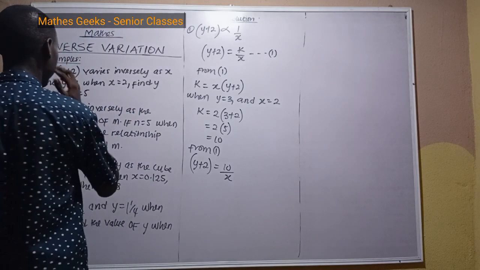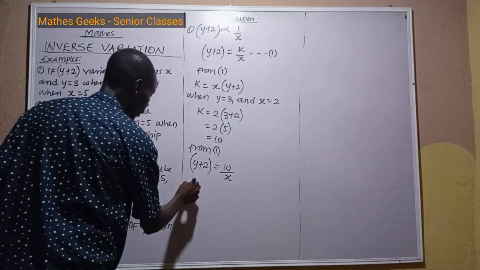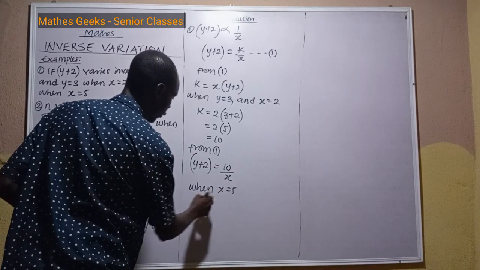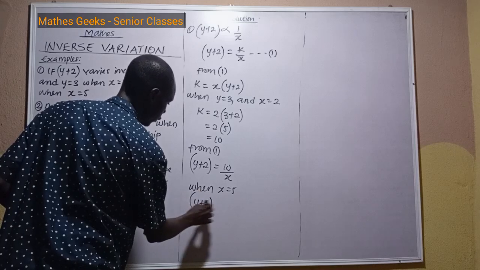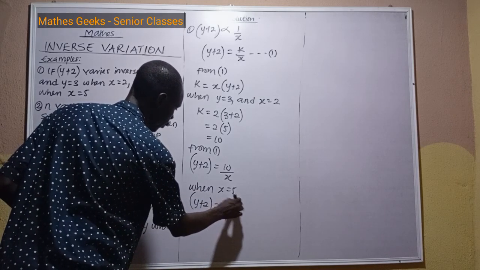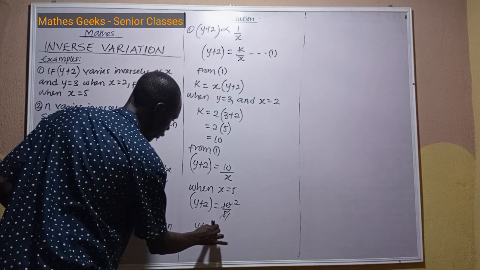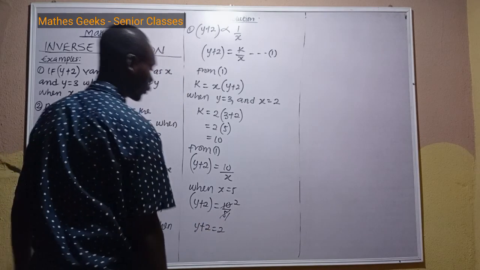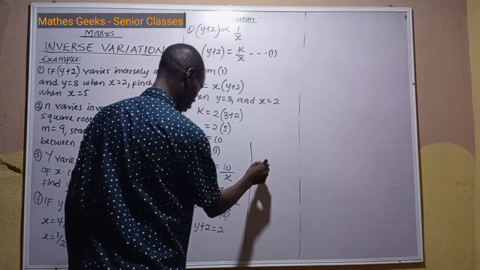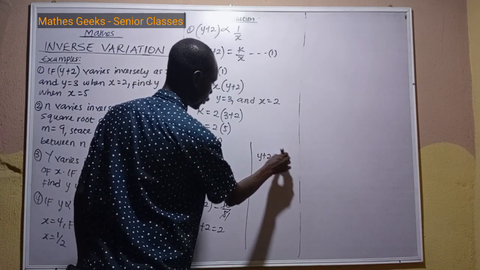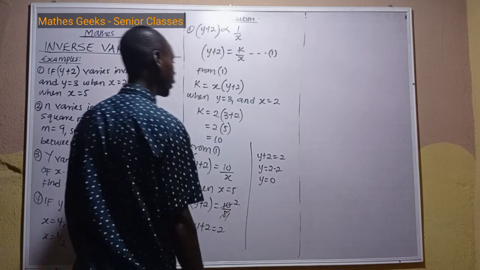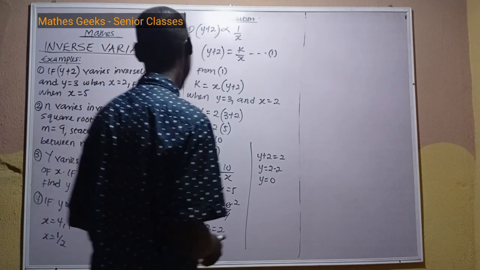So find y when x is 5. When x is 5, y plus 2 is equal to 10 over 5. 5 here 1, 5 here 2. So y plus 2 is equal to 2. So y is equal to 2 minus 2, and y is equal to 0.